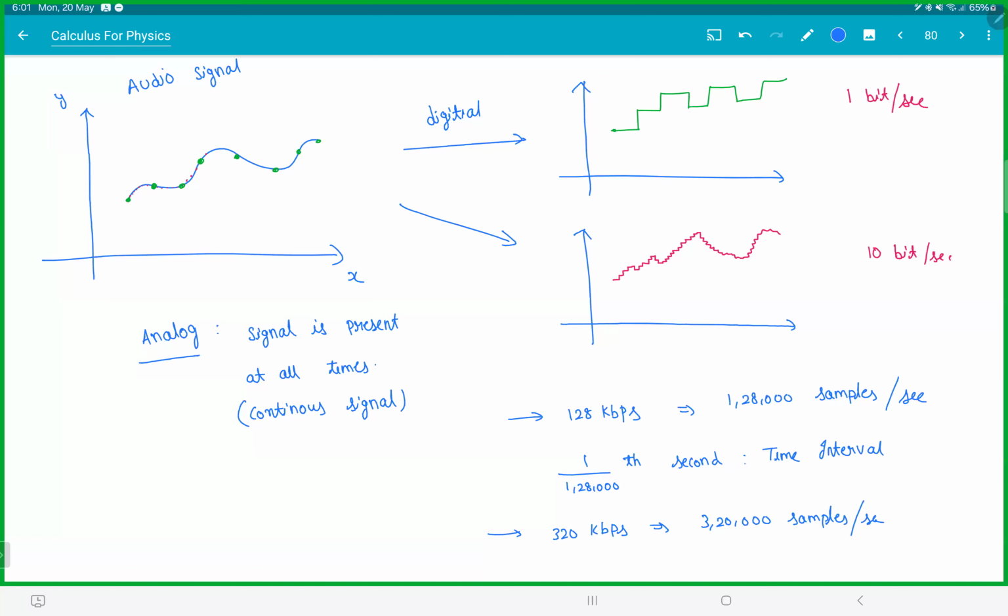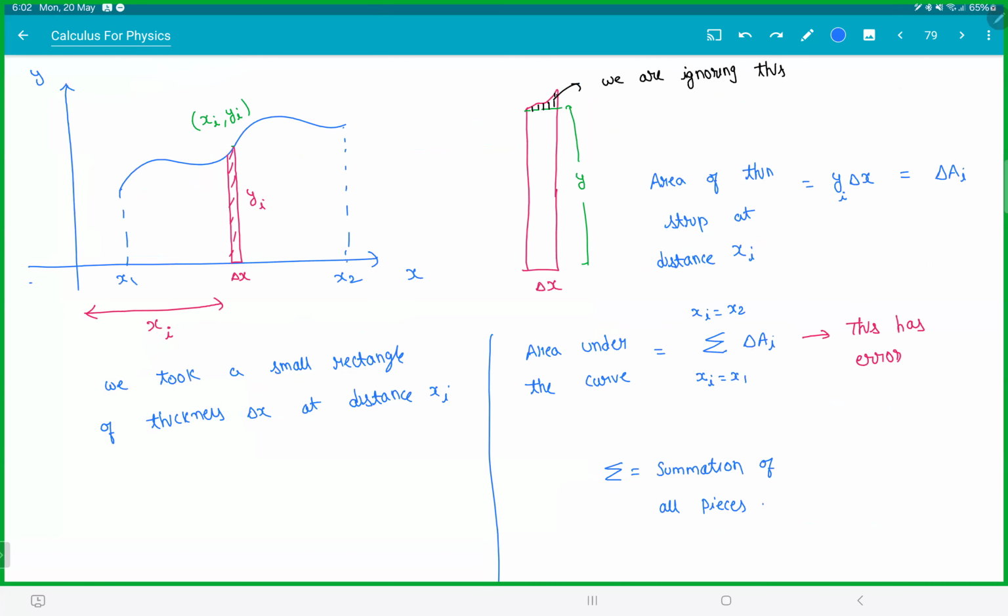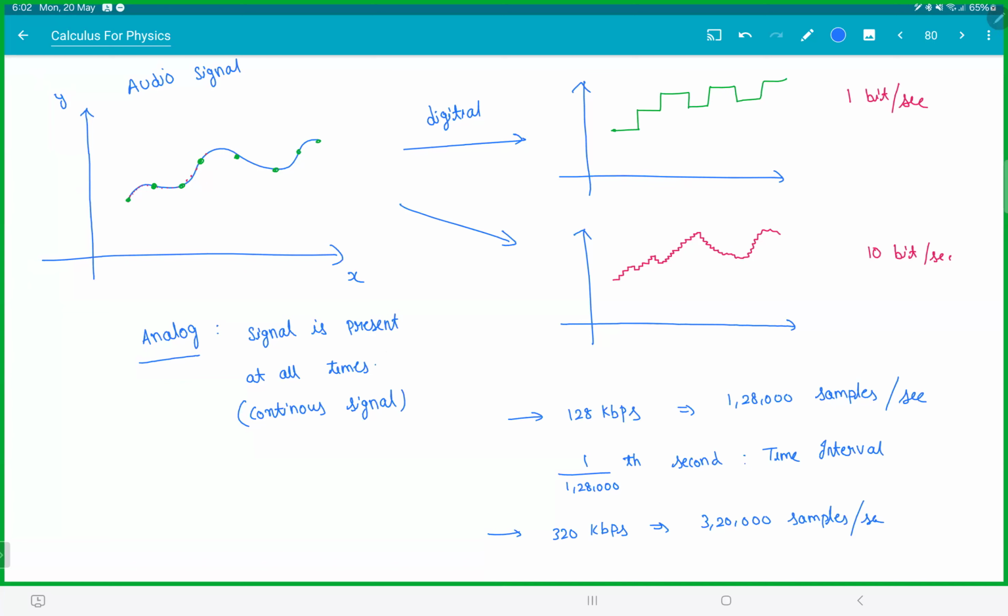If you go and play a violin, it is analog. If you play a harmonium or a guitar, it's analog. The moment you record that and play the song, it becomes digital. Are you getting this? So this integration concept which I was teaching you here, taking small elements, we are actually using it right now.